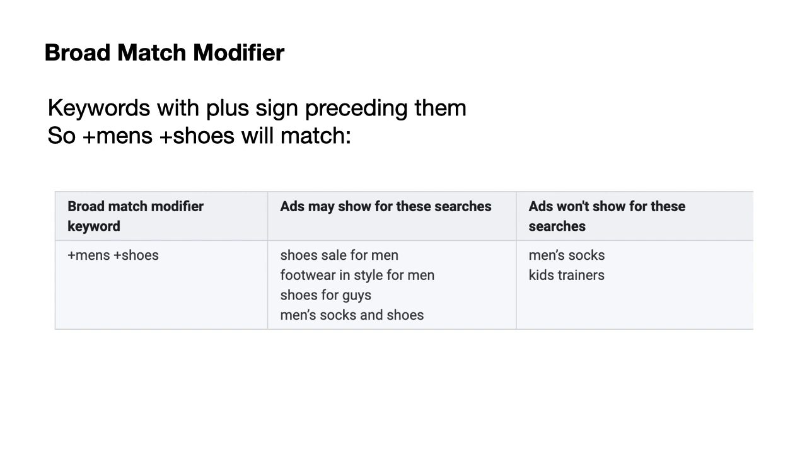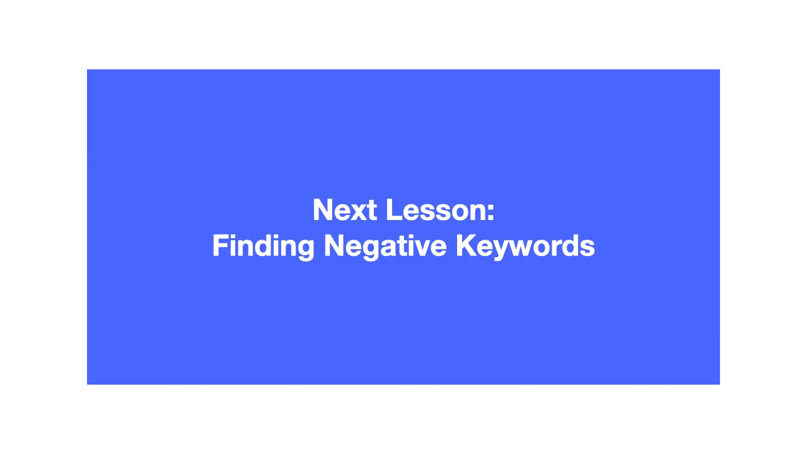This can be a good option to start with if you don't want to be too broad, but you want to have a little bit more coverage than a phrase or exact match keyword type. So for the next lesson, we will cover what negative keywords are in more detail.